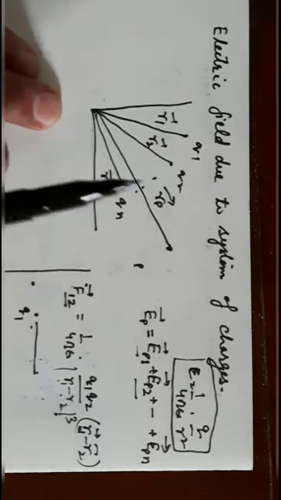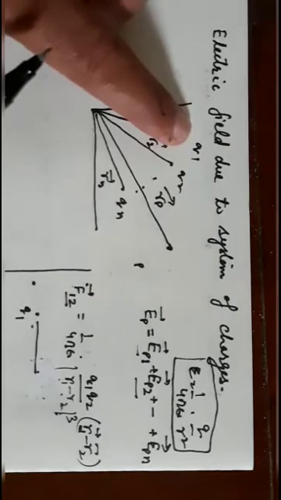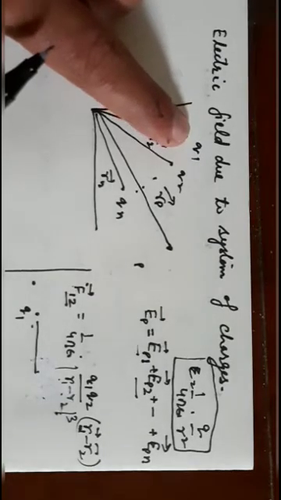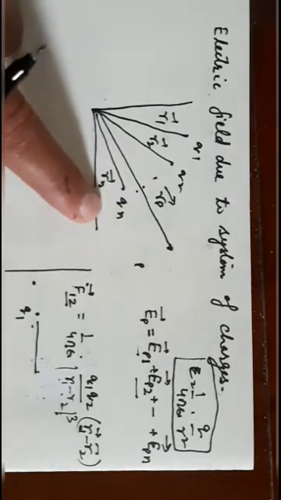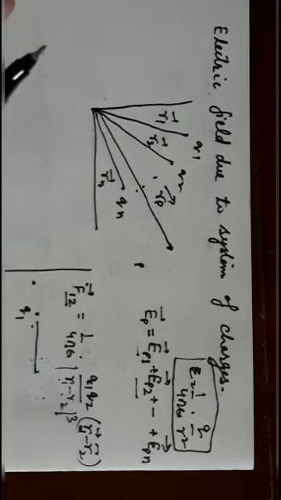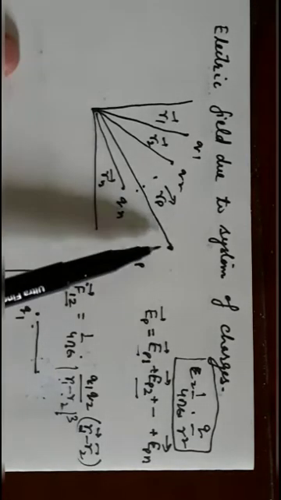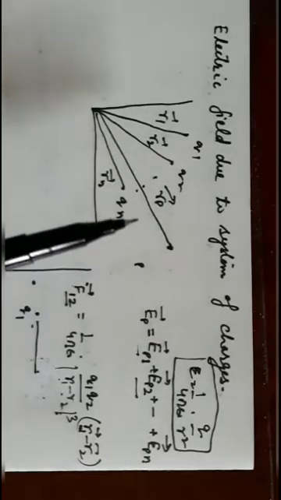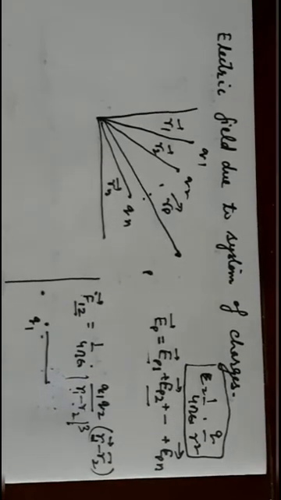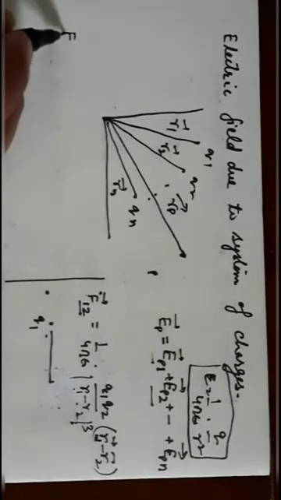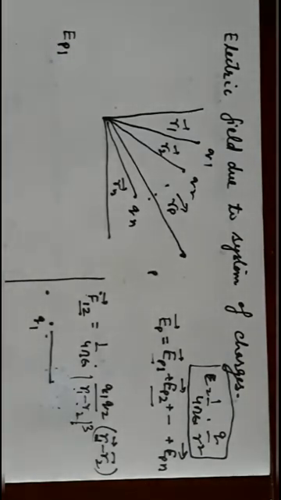At point P, we have to calculate the individual electric fields due to q1, q2, q3 and so on qn. By knowing the direction, we add them and then it gives us the resultant electric field at the point P. So here, first of all, I have to calculate the individual electric fields. First we have to calculate the electric field due to the first charge, q1, at point P.